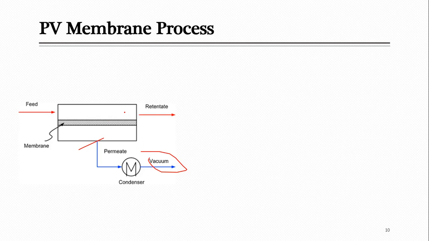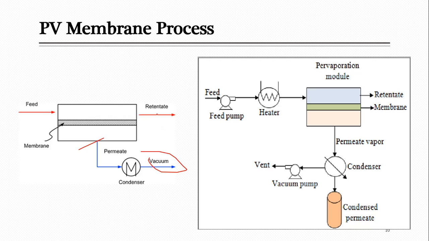But if you are using more than one stage, what will happen is your feed comes, you heat it up, and sometimes we heat it up because we provide the heat of vaporization needed later while passing through the membrane to those components which you want to get vaporized. This passes through this membrane module and the retentate leaves, and there is a membrane. This is not some stream leaving, it just indicates that this is the membrane here. And on the other side here is the permeate vapor.